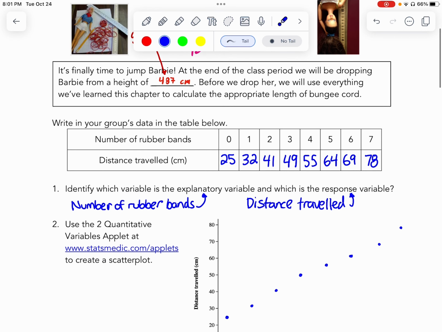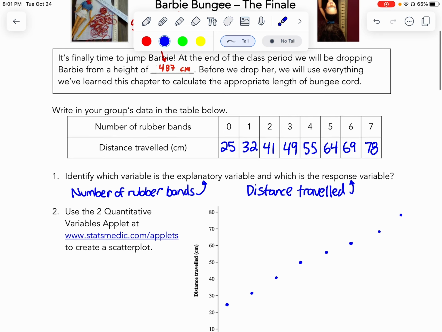Okay. You are going to use your group's data right here, not mine, yours. And it'll be a little bit different. For the purposes of these notes, I'm going to use this data. This is a great summary. I would encourage you to try this entire thing by yourself rather than just listening to this video as you go.